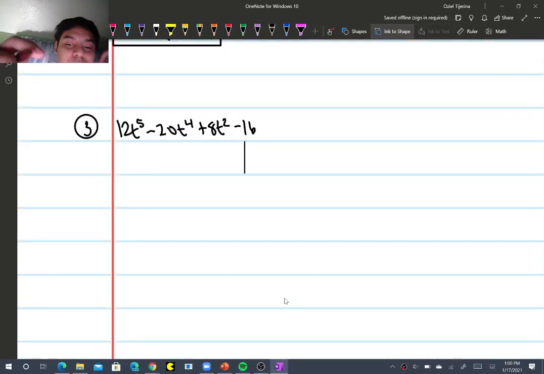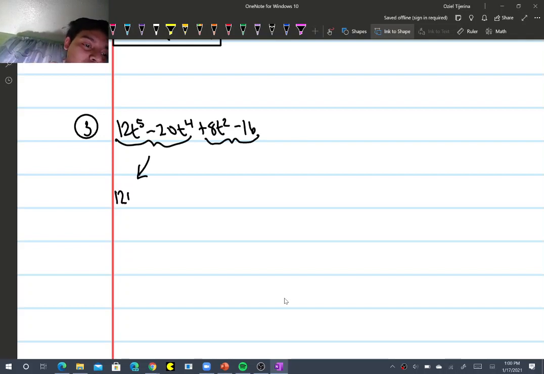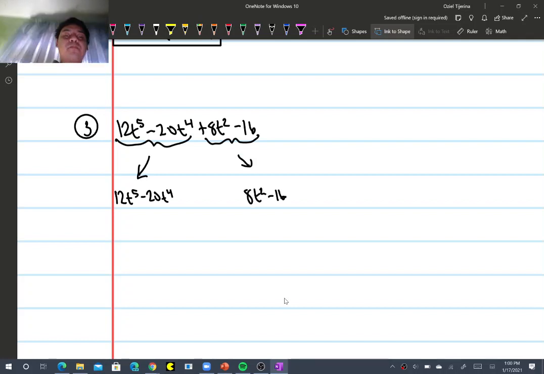Okay, so if we look at this next one, it looks a little bit intimidating, but it's not really that hard. There are certain polynomials in which you can factor by grouping. I would split this into two parts. First we have 12t to the 5th minus 20t to the 4th, and we also have 8t squared minus 16.